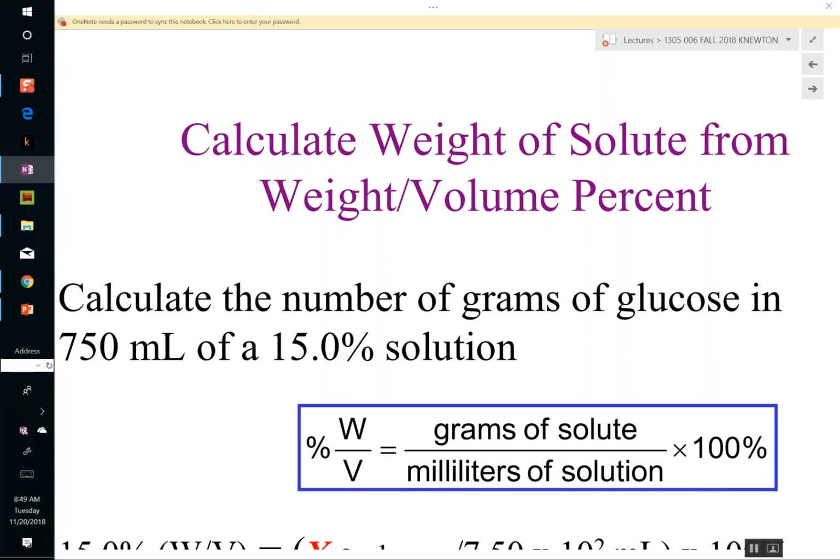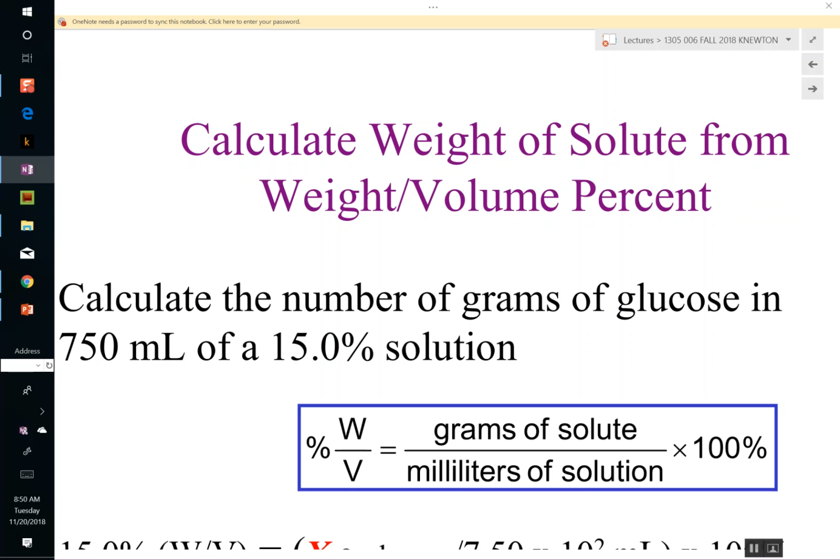Calculate the number of grams of glucose in 750 milliliters of a 15% solution. I wish I had a slide here without the answer. I'd like to work out the answer before you see the answer. That's what I'm getting at here. So let's work it out right here.